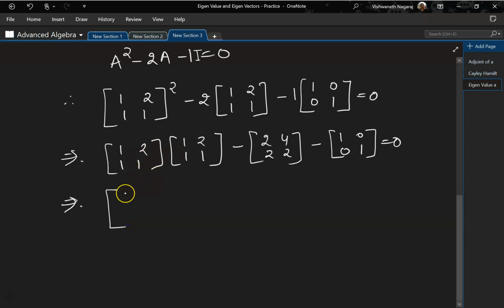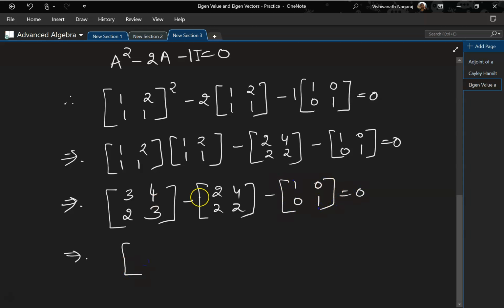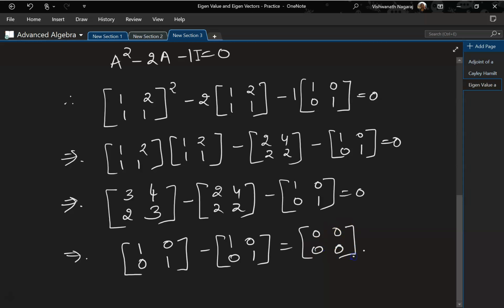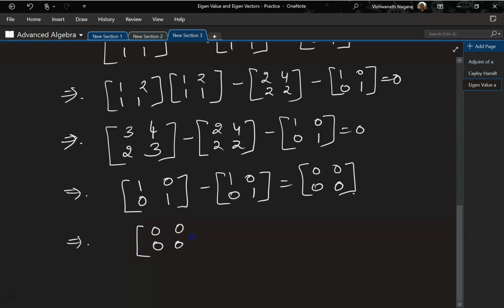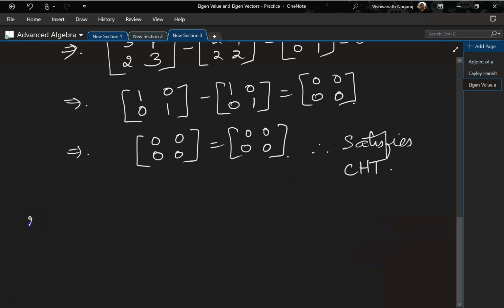If we multiply this, we get 1 plus 2 is 3, 2 plus 2 is 4, 1 plus 1 is 2, and then finally 2 plus 1 is 3, minus [2, 4; 2, 2], minus [1, 0; 0, 1] equal to 0. Okay, 3 minus 2 is 1, 4 minus 4 is 0, 2 minus 2 is 0, 3 minus 2 is 1, minus [1, 0; 0, 1]. And here when we say 0, we are actually talking in terms of a 0 matrix. So this all should be zeros. So we have 1 minus 1, 0, 0, 0 equal to the zero matrix. So therefore it satisfies Cayley-Hamilton. Okay, so let's do the second problem.